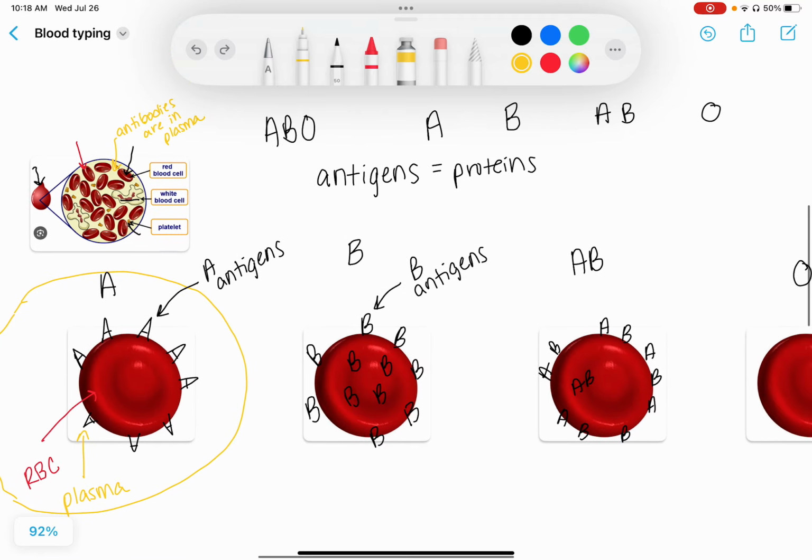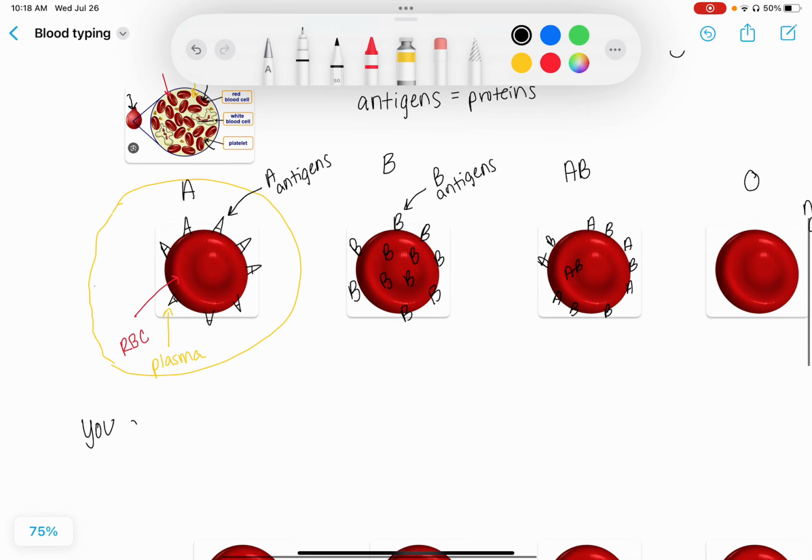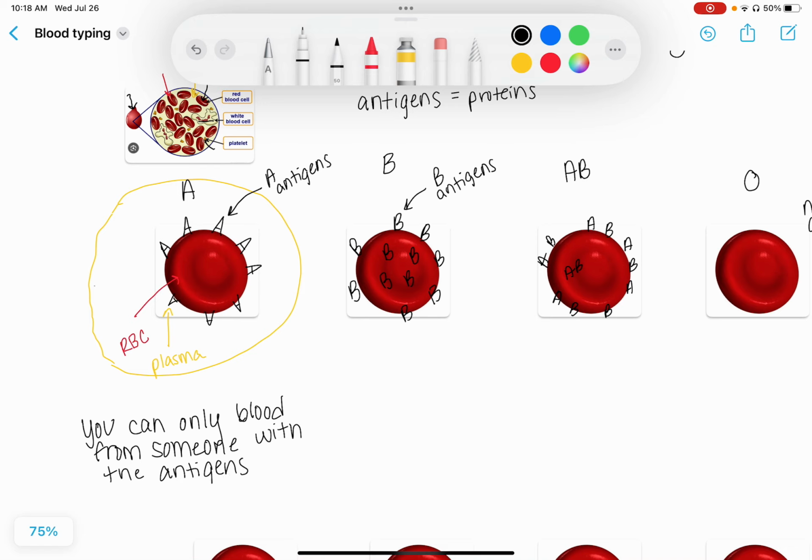Okay, so somebody that is A blood only wants A blood type because that is what they have antigens for. Okay, so let me write that. You can only take blood from someone with the same antigens. Okay, so A blood can only take blood that is A. That's all you have antigens for. That's all you can recognize. That is all you can take.